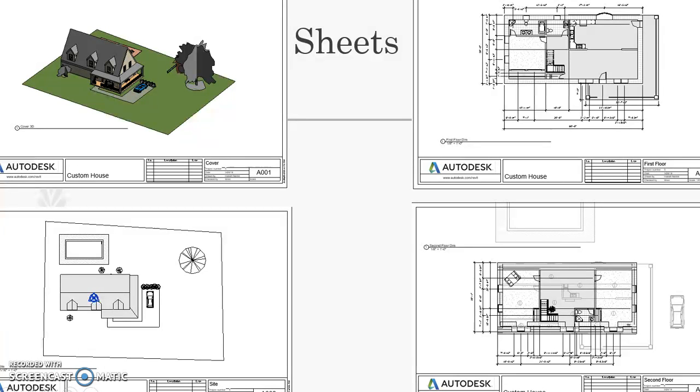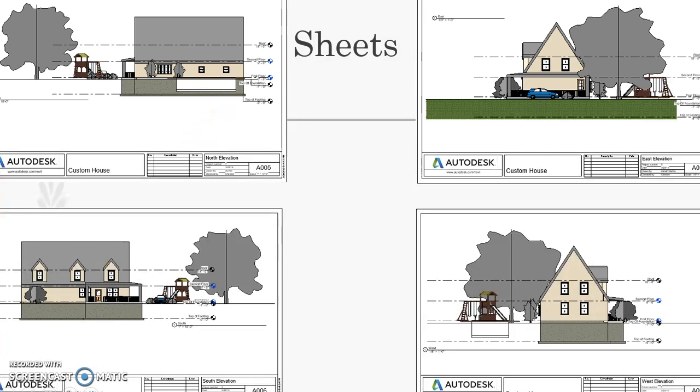For this project, I decided to create 8 sheets. In the top left corner is the cover, and right underneath it is the site. In the top right corner is the first floor, and right underneath that one is the second floor. In the top left corner is the north elevation, and right underneath it is the south elevation. In the top right corner is the east elevation, and right underneath it is the west elevation.